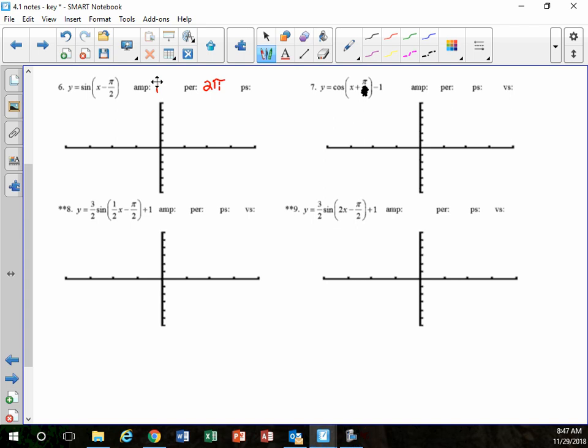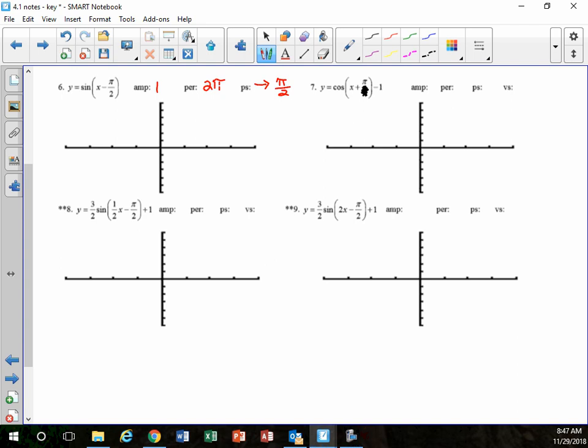The little PS there stands for phase shift. Phase shift means the left or the right. Where is this one going? Yep, to the right pi over 2. So guys, just draw a little arrow to the right, pi over 2.